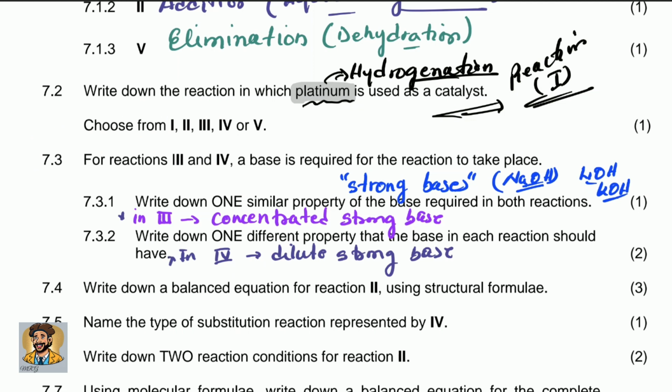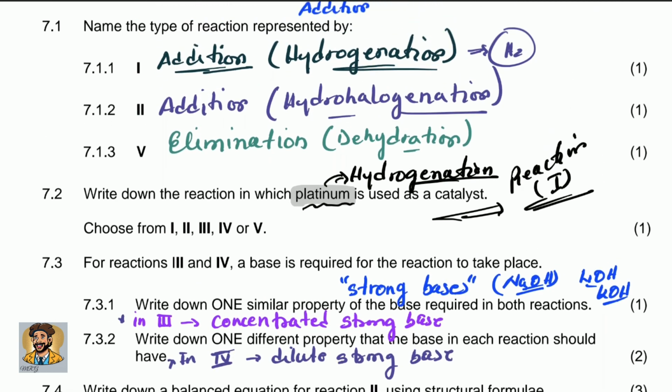Both of them must be strong base, but we have the differences, which is during the elimination reaction we need a concentrated solution, and during the substitution we need the dilute solution. I hope it's clear here. Moving on, write down the balance equation for reaction 2 using structural formula.